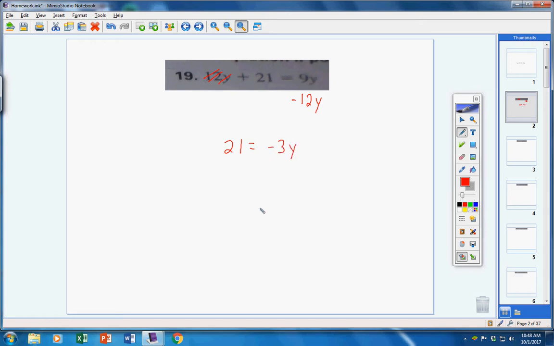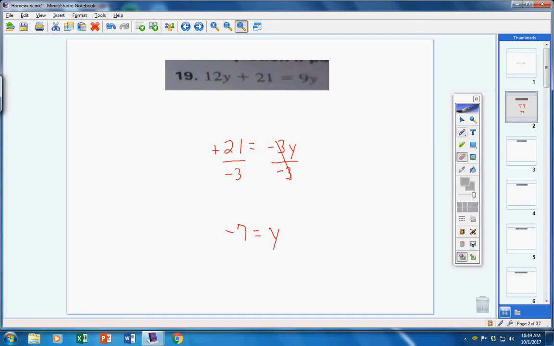Alright? Next step, simplify both sides. Again, nothing we can do there. And then lastly, isolate the variable. So we'll divide both sides by negative 3. And our answer is negative 7. Alright? These cancel. Positive divided by negative is negative. 21 divided by 3 is 7.